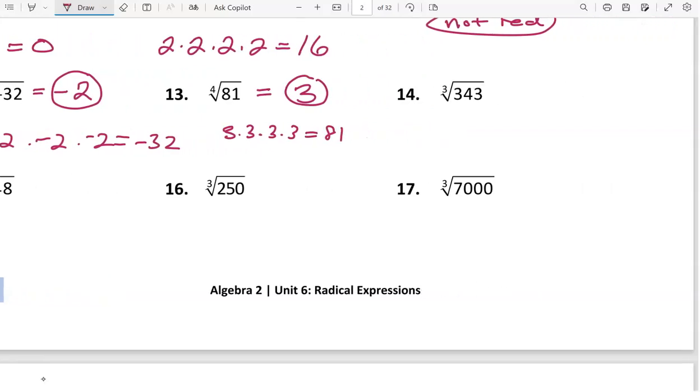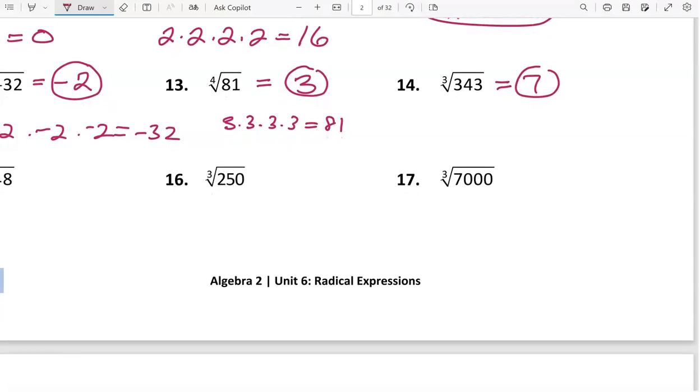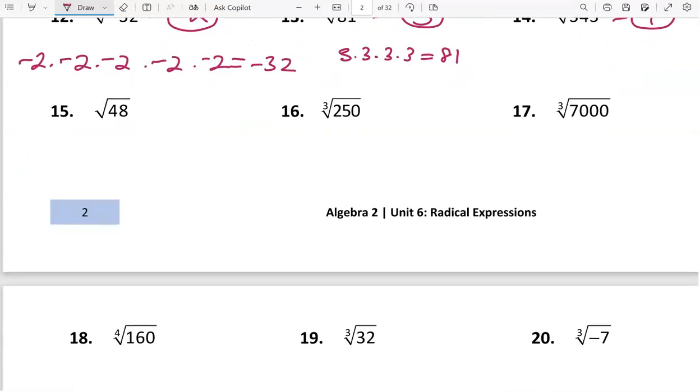In number 14, the cube root of 343 is 7. That's on our memory list because 7 cubed, or 7 times 7 times 7, is 343.